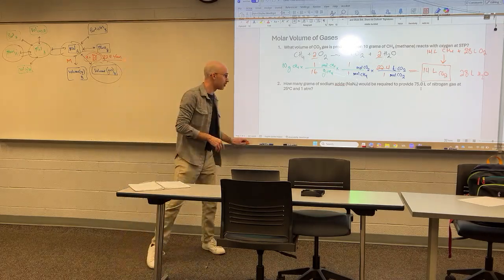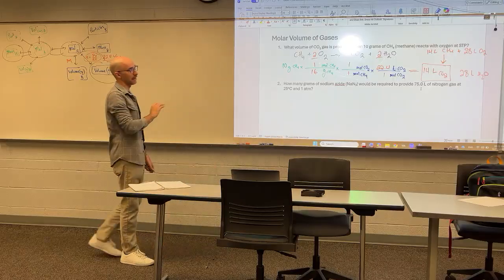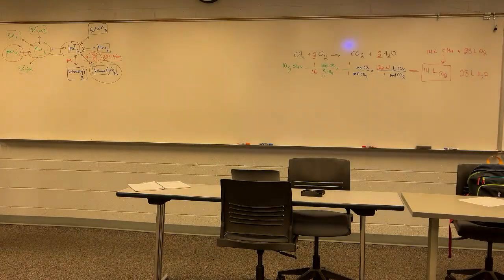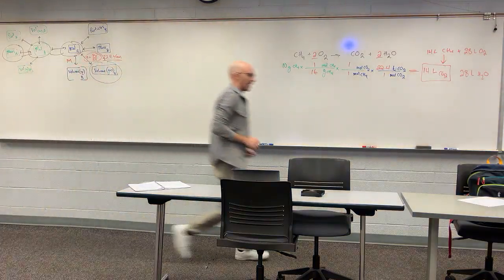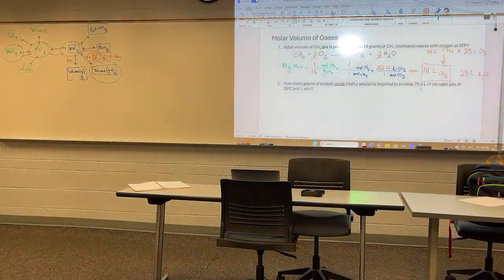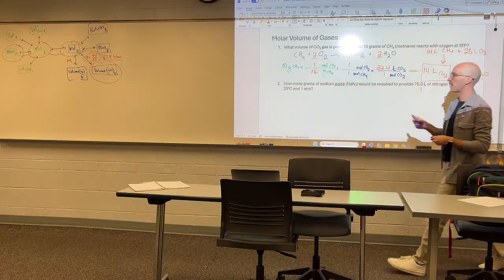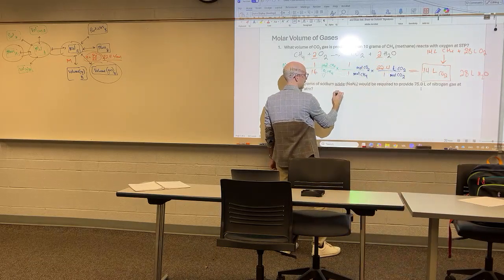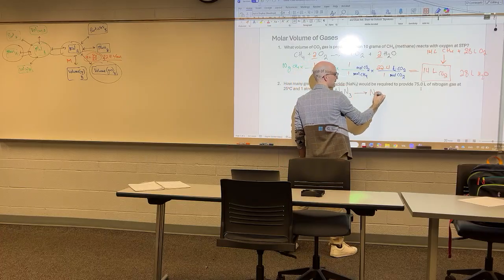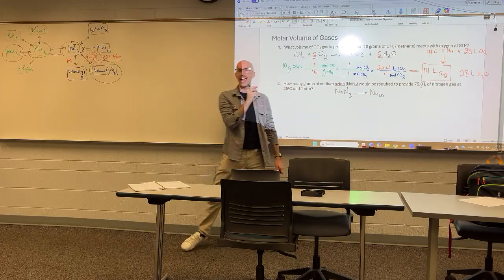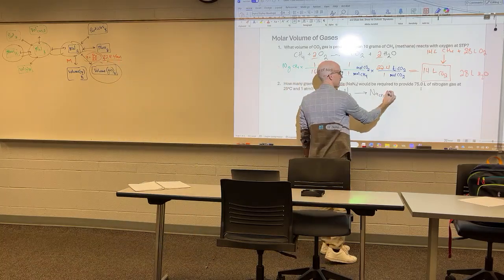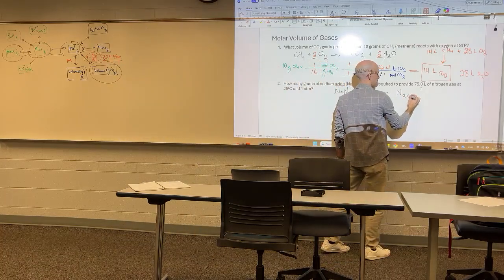All right, let's look at the problem underneath it. To be fair, you don't have the chemical equation. That makes this a little bit more challenging. But the question is, how many moles of sodium azide to make 75 liters of nitrogen gas at 25 degrees C and 1 atmosphere? The equation here is NaN3 decomposes into elemental sodium and nitrogen gas.